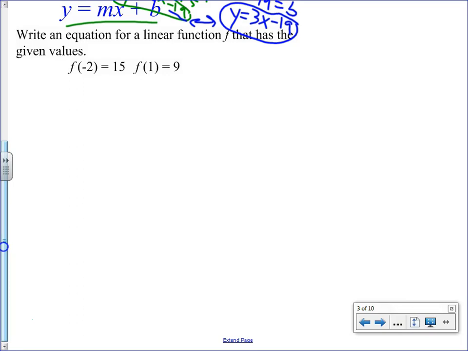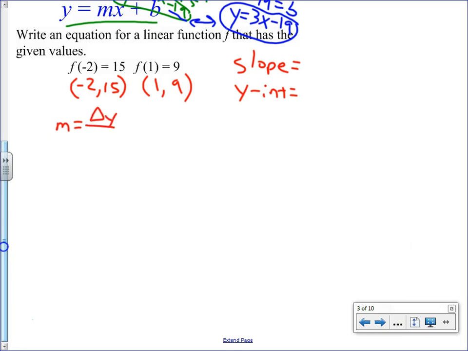And remember, in function form, we can convert those to ordered pairs. So f of negative 2 is 15 is negative 2, 15. F of 1 equals 9 is 1, 9. So I have 2 points. What do I need to find? I need to find slope, and I need to find y-intercept. Two things you should always look to find when you're writing a linear equation. If I don't have slope given to me, I got to find it.